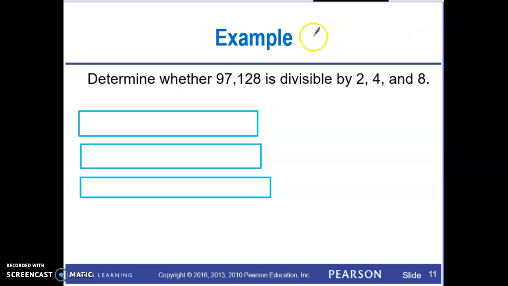Okay, so let's put that into practice. Let's suppose I need to determine if this number is divisible by 2, 4, and 8. Okay, so you guys take a minute, pause the video, and figure out the answers to these 3, yes or no to each one of them.